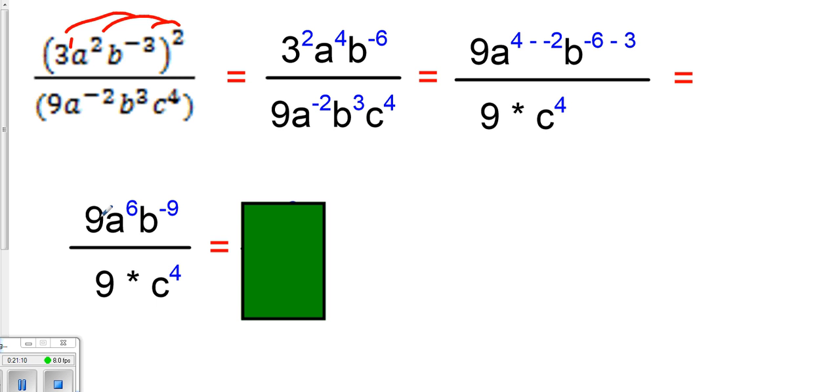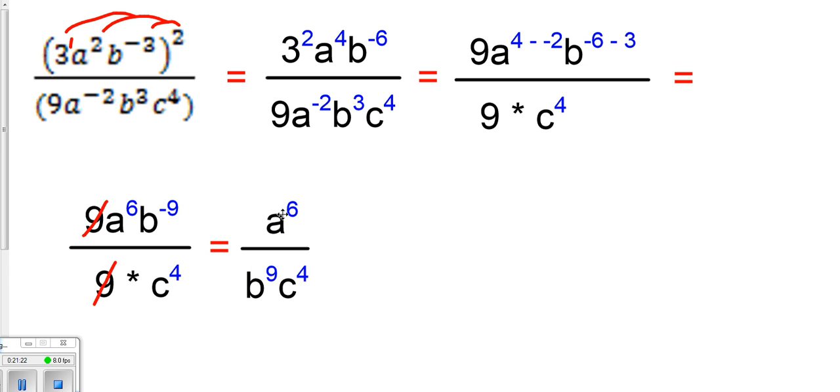Also, because all of these are just being multiplied, we can cross out 9 and 9. We won't need those anymore. Because this b is a negative 9, it needs to move down. So we can say in the end that it's a to the 6 over b to the positive 9, c to the positive 4th. And this would be our most simplified answer.